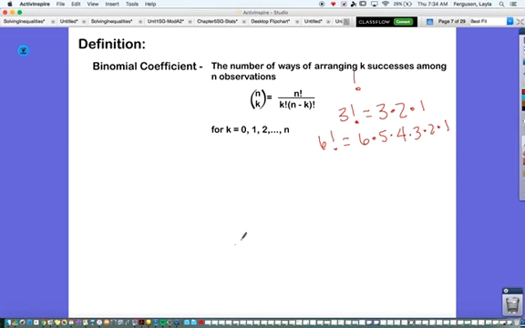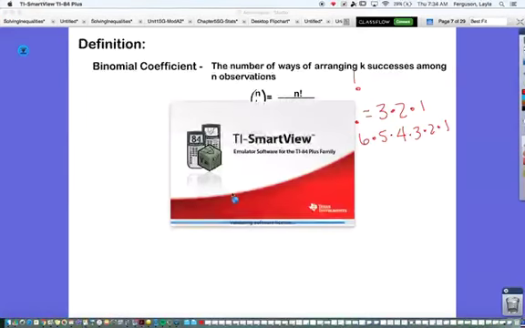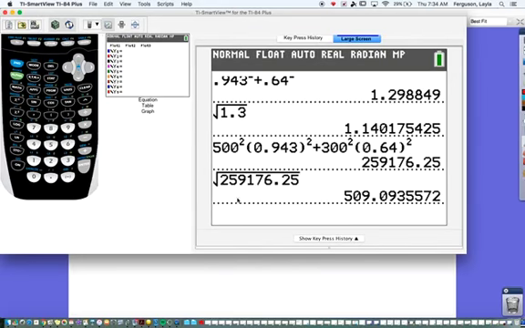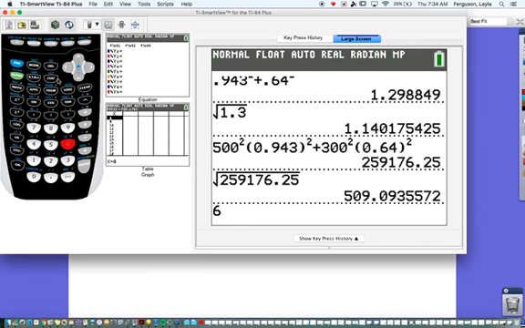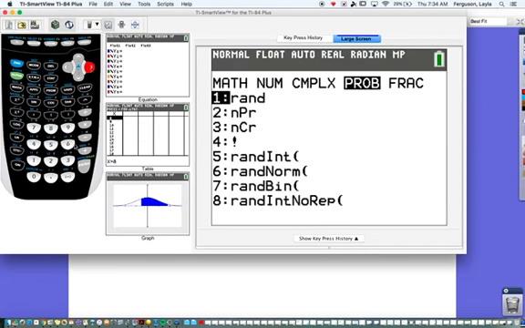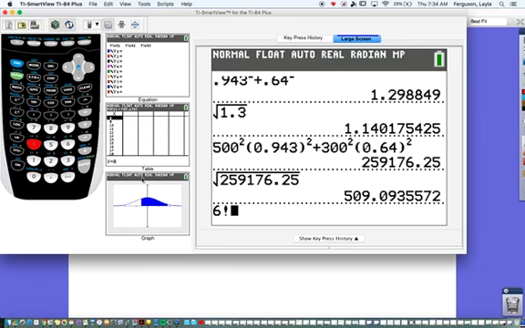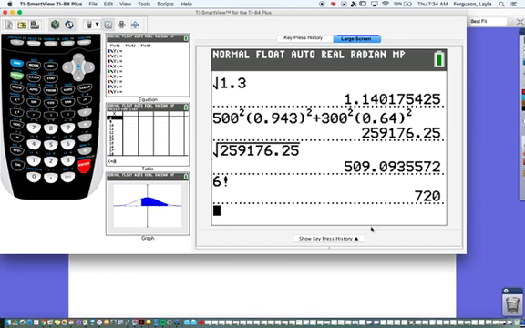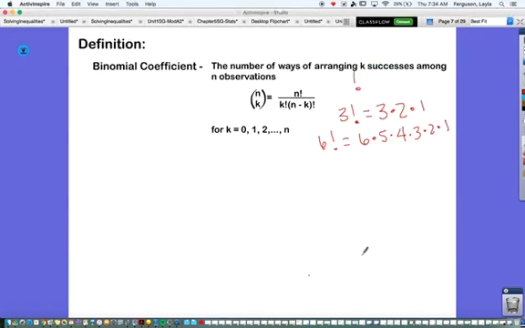There is a button on your calculator that will do a factorial. If I wanted to know what 6 factorial was, I would type in 6, and then I would go to MATH. I would go to PRB, which stands for probability, and go to option 4, which looks like an exclamation mark, and then I would get 720. So the calculator will do that for you, so you don't have to work it out.